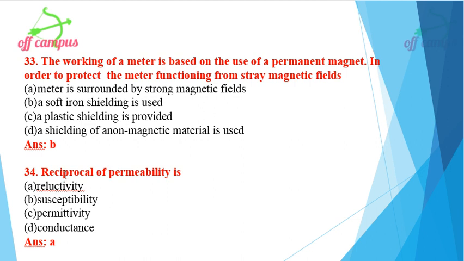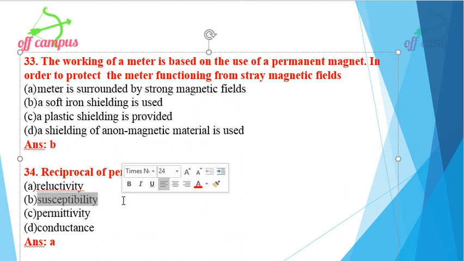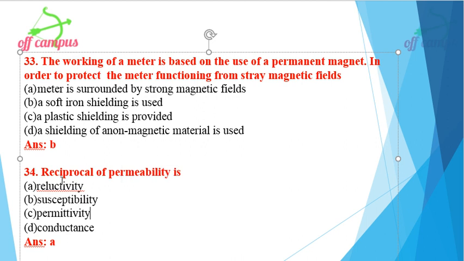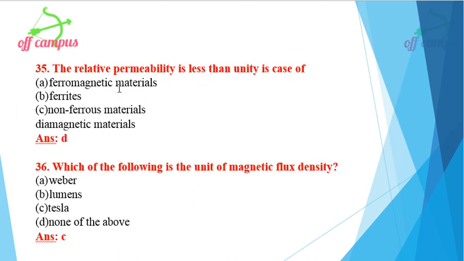Okay. Then reciprocal of permeability is relativity, susceptibility, permittivity, conductance. Okay. What is the reciprocal of permeability? Sorry, reciprocal of permeability is nothing but option A, relativity. Then question number 35. The relative permeability is less than unity in case of, we have already seen. So this is option D.